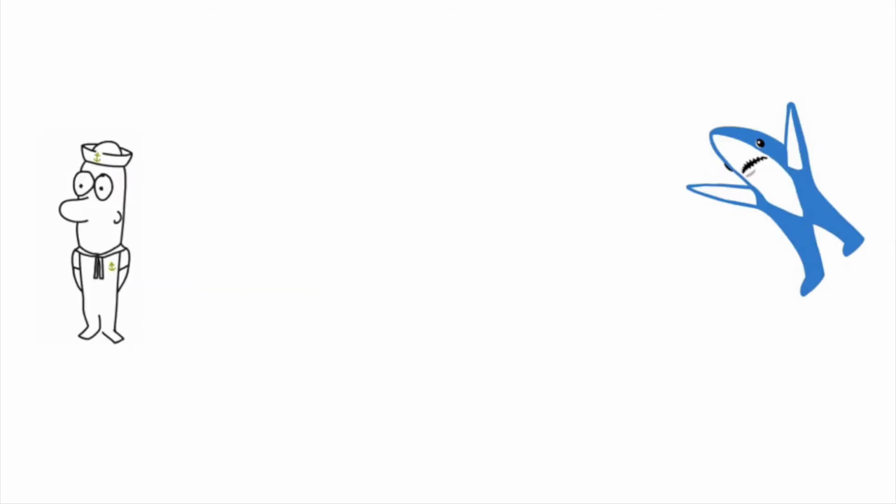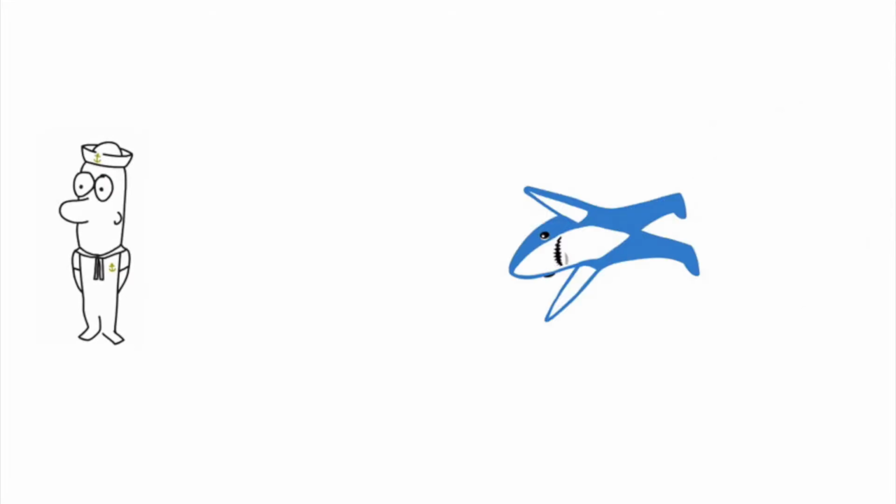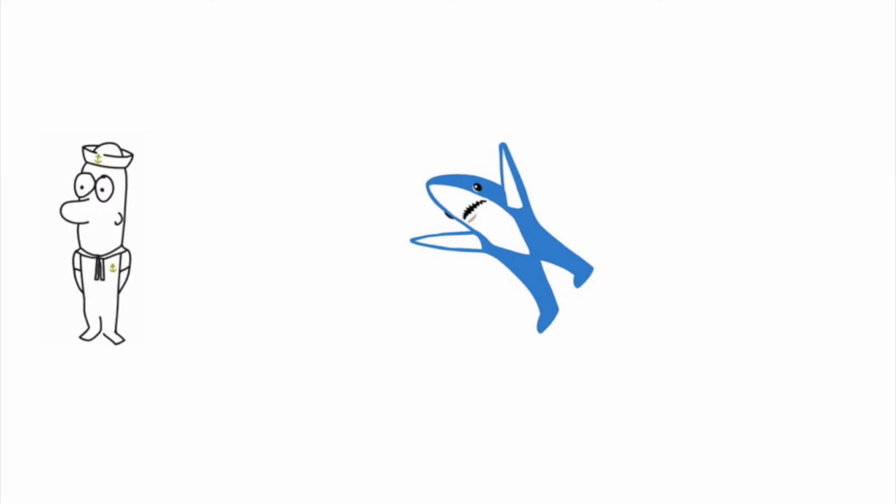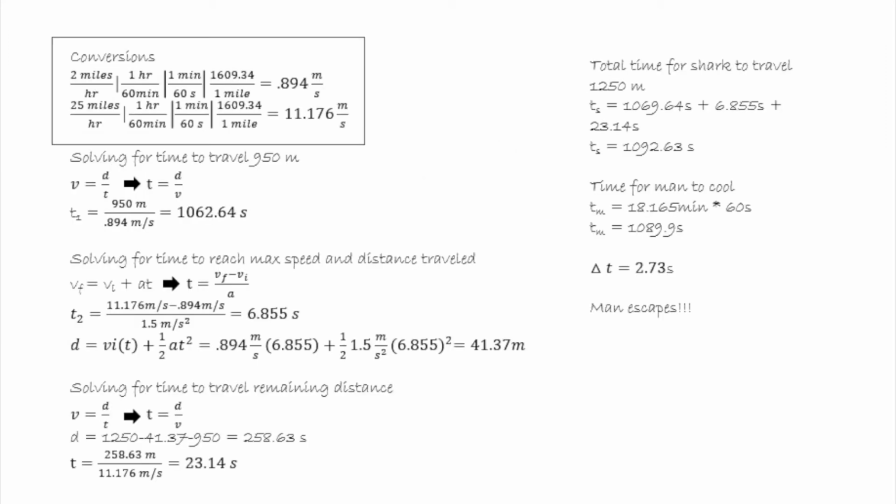Oh no! There is a shark 1,250 meters away and swimming towards the sailing man in the ocean. The shark swims 950 meters and then accelerates to a top hunt speed. The shark still needs to travel 300 meters to reach the man. Will the sailing man survive? Whiteboards, whiteboards! Will the man escape getting a whiteboard?